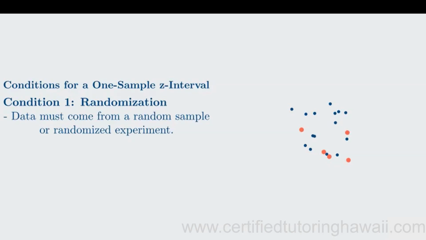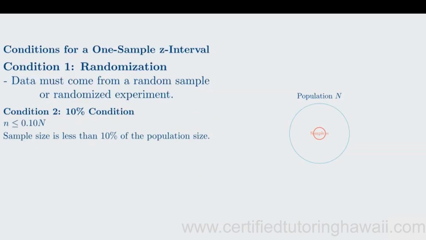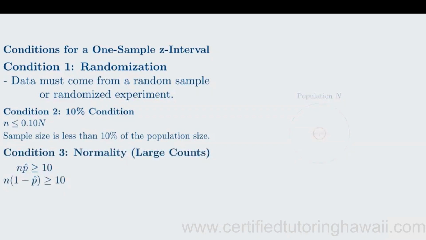The second is the 10% condition. When we are sampling without replacement, which is almost always the case in the real world, the population size, capital N, must be at least 10 times larger than the sample size, little n. This allows us to treat the individual observations as independent. Finally, we have the normality condition, often called the large counts condition. We need to see at least 10 successes and at least 10 failures in our sample. If we have both, the sampling distribution of p hat will be approximately normal, which justifies our use of the z-score later on.